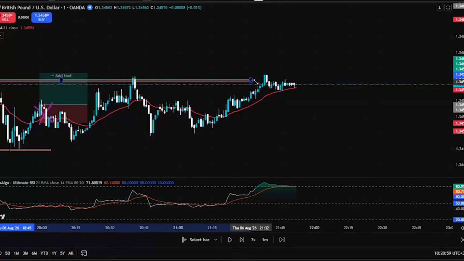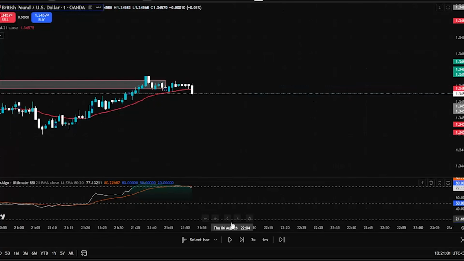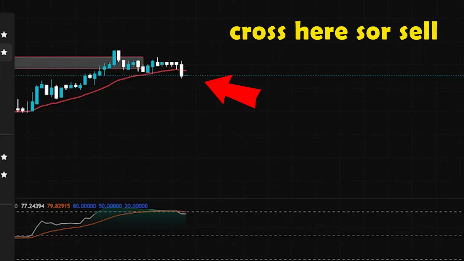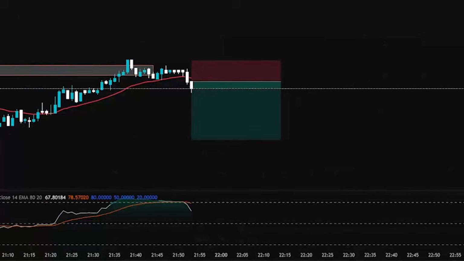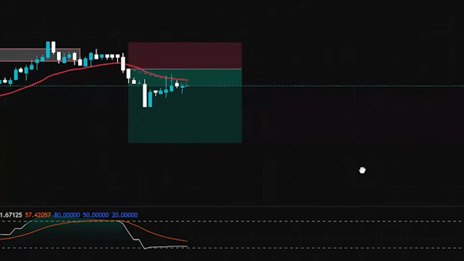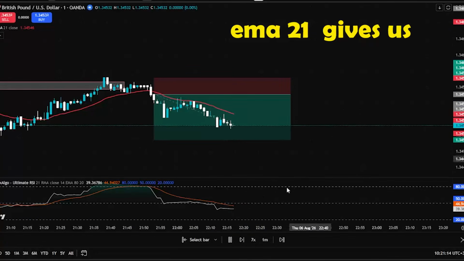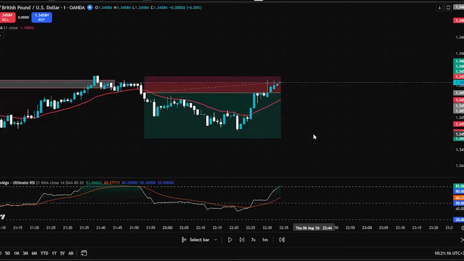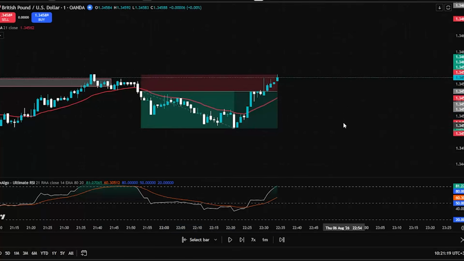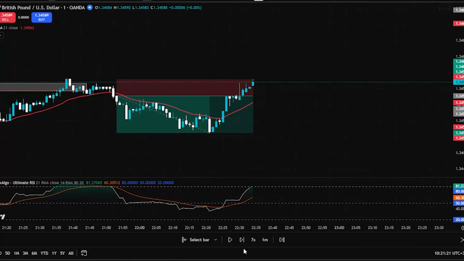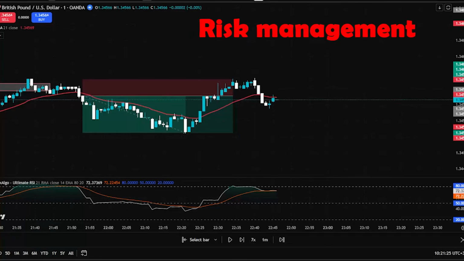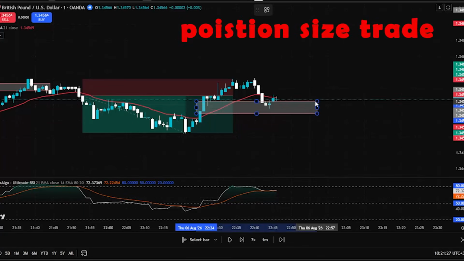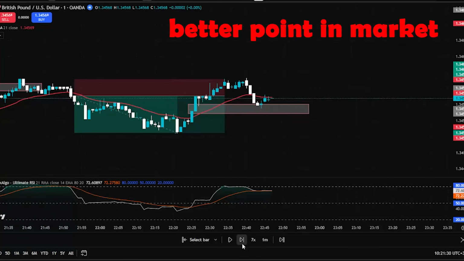A good system is not about winning every trade. Losing trades are normal. The goal is to create a process where good setups have a higher probability and bad setups are filtered out. After testing this strategy, we can see that simplicity can sometimes be powerful. EMA 21 gives us the market direction, while Ultimate RSI helps us avoid some weak entries. Of course, no indicator can predict the market with 100% accuracy. Risk management, proper position sizing, and discipline are still the most important parts of trading.